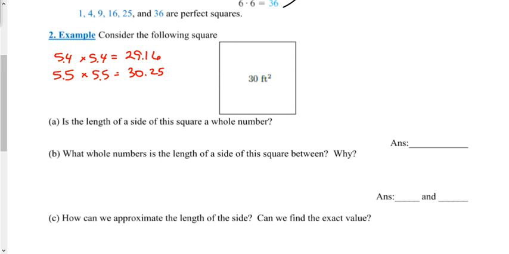So is the length of this side a whole number? No, it is not. What whole numbers is it between then? We would say that it's between 5 and 6, because it's about 5.5.